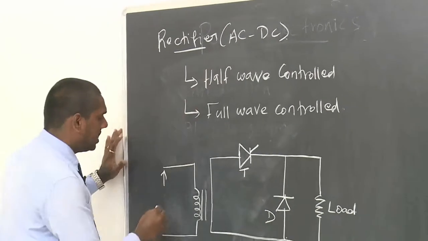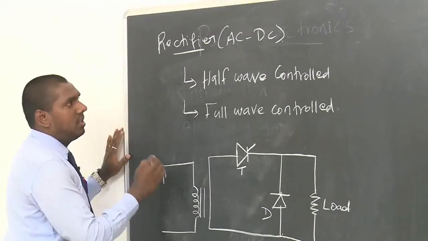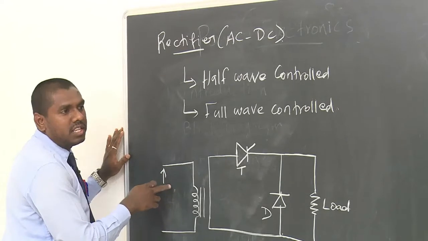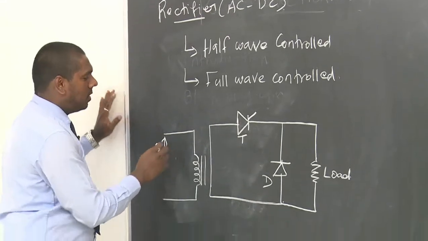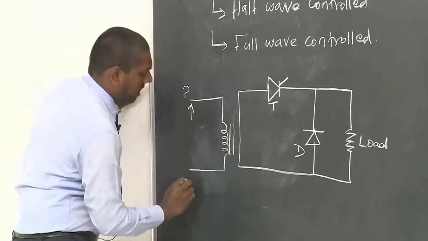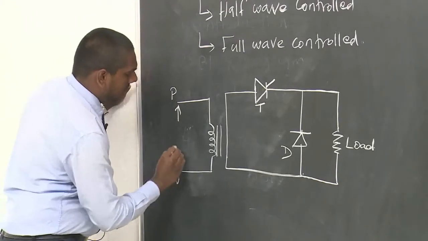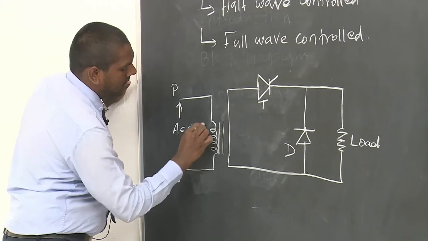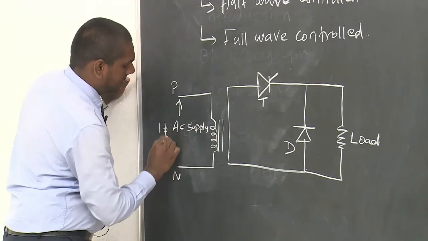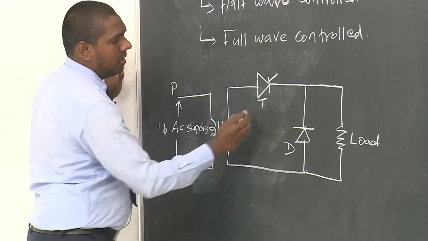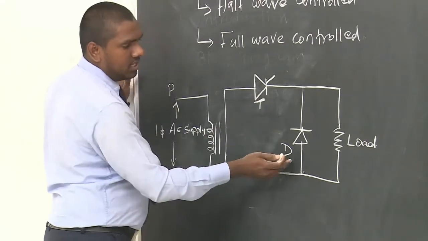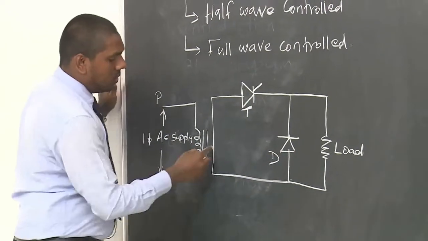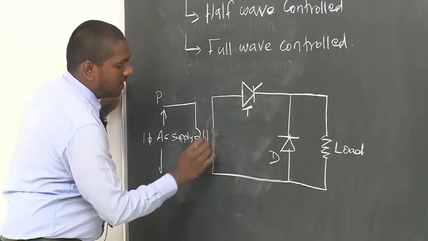So you are getting an AC supply. Here this rectifier is a single phase half wave rectifier. So we are using a single phase supply, phase and neutral, so a single phase AC supply. Then this is a thyristor, this is a diode, this is a load, and this is a transformer.